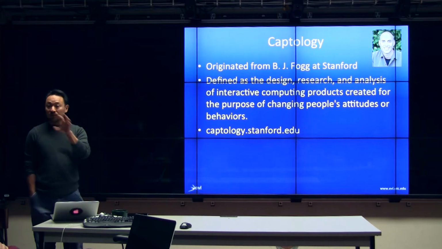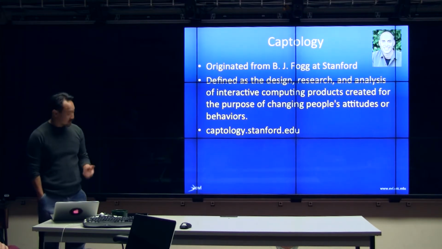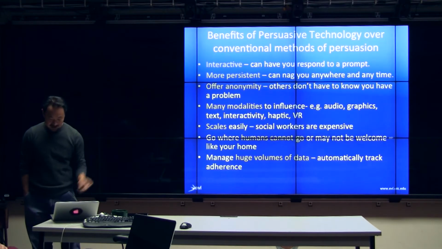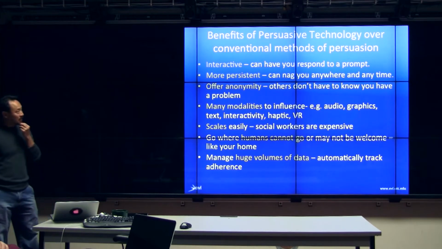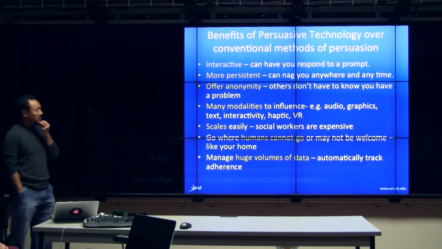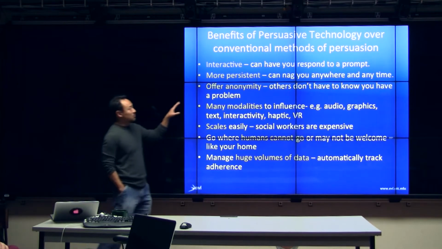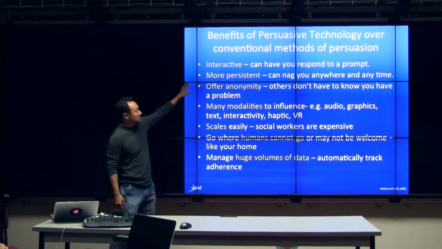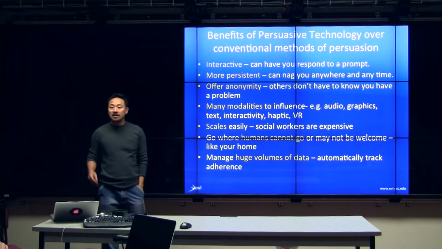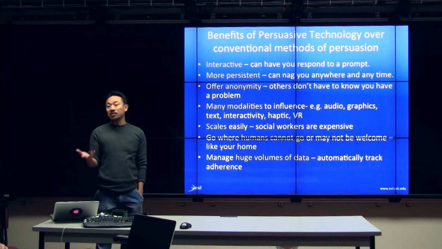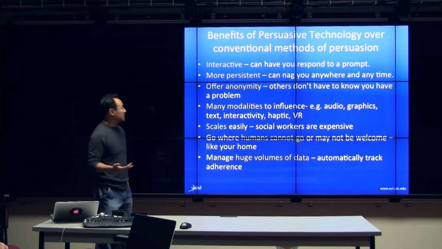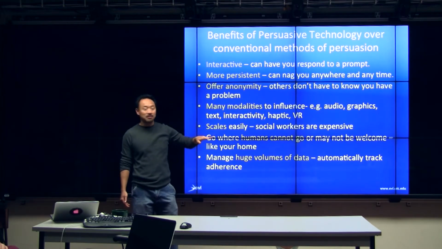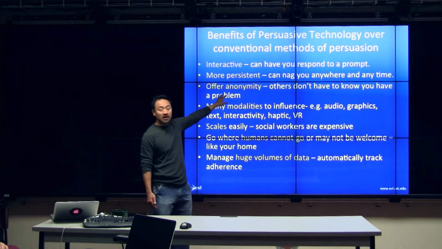So, as far as mobile media is concerned, like smartphones, right? What's really compelling and at the same time dangerous about this technology are all these properties, right? So the benefits of persuasive technology, especially over mobile media, as you compare it to traditional methods of persuasion, are things like, well, it's interactive, right? It can respond. It can come up with an electronic prompt which you have to respond to. It's more persistent than ever. It can nag you anywhere at any time. It can be anonymous, right?